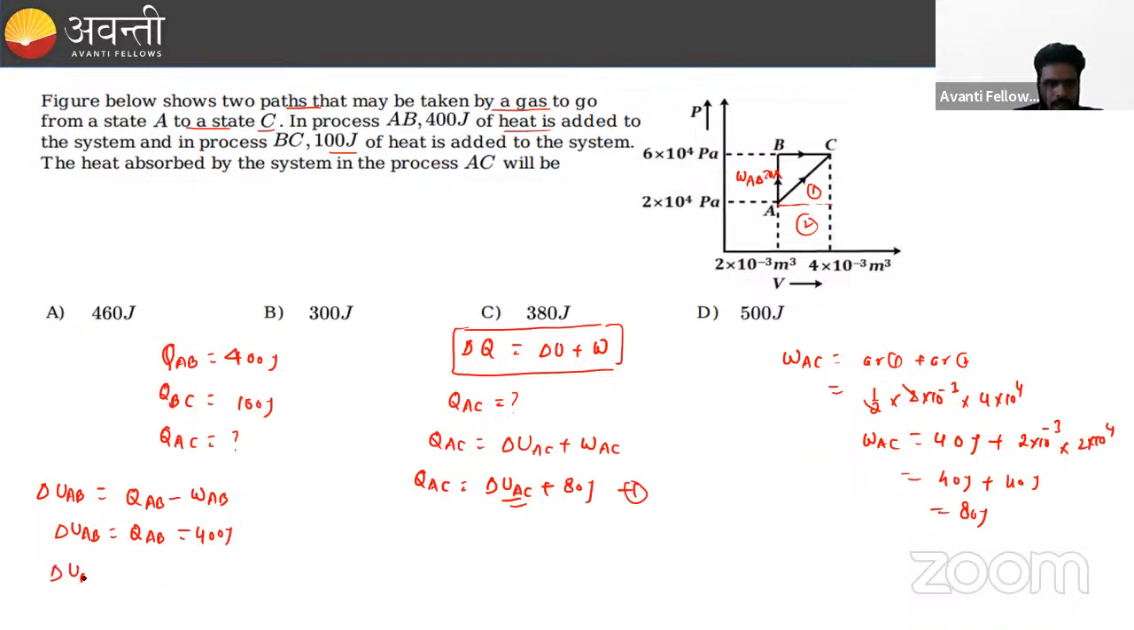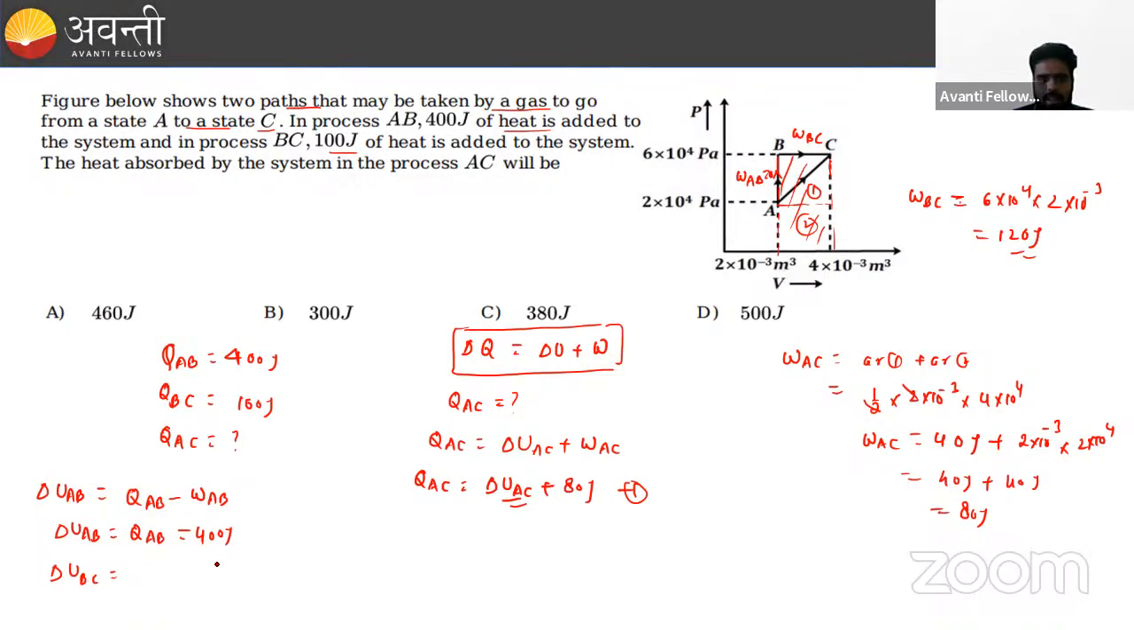What is the internal energy along path BC? We have to calculate the work done in path BC. This can be written easily as the area projected on the PV diagram, that is BC. So we can say length into width. This will become 6 into 10 raised to power 4 into this gap, that is 2 into 10 raised to power minus 3. In this manner, this value will become 120 joule.